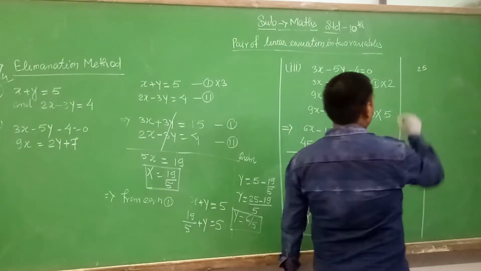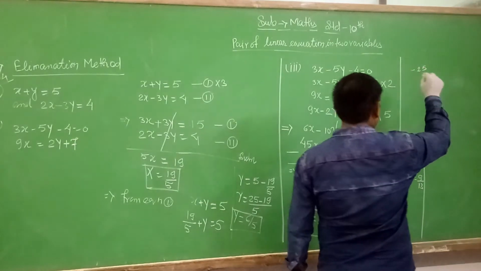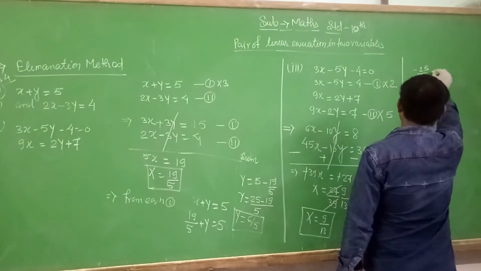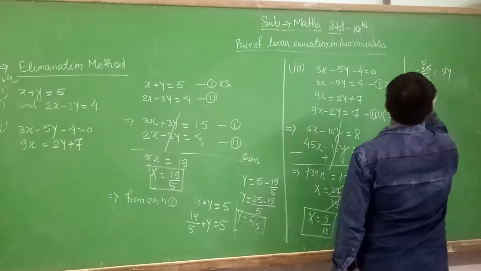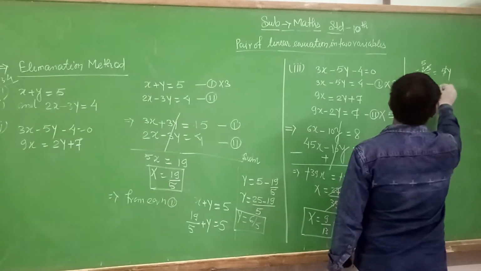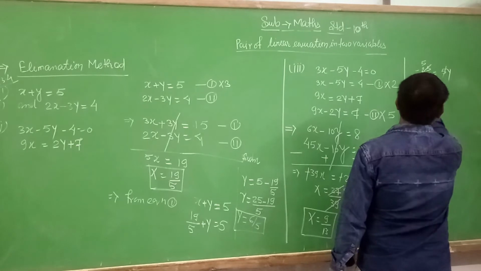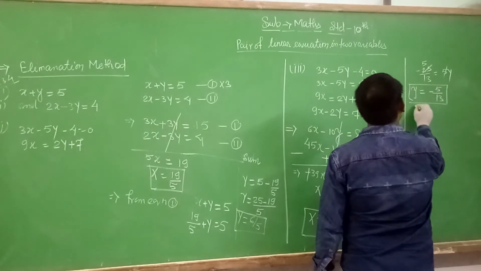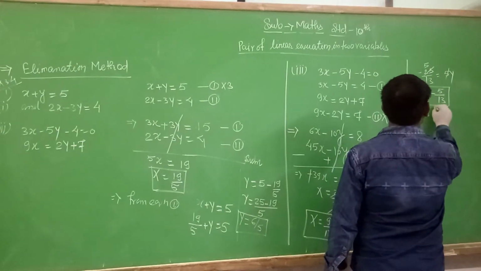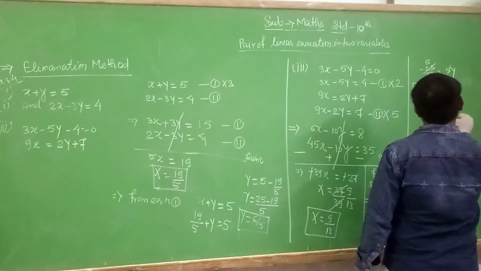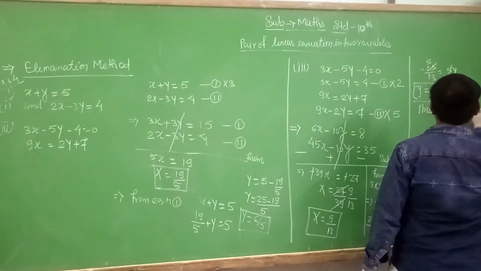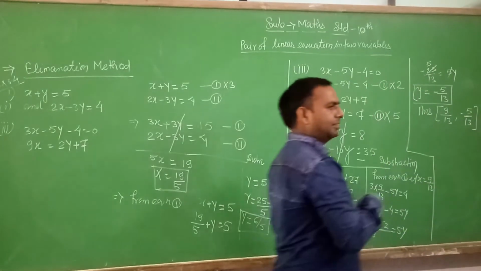Therefore it is a negative. So minus 25 upon 13 is equal to 5y. 5 fives are 25, so y is equal to minus 5 upon 13. Therefore the answer is that x is equal to 9 upon 13 and y is equal to minus 5 upon 13. So this is the answer.